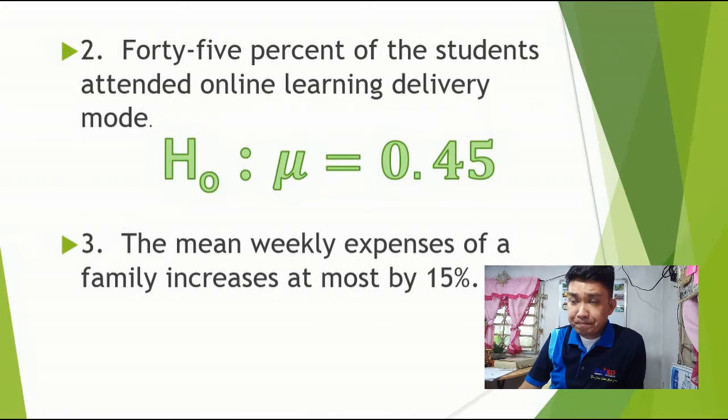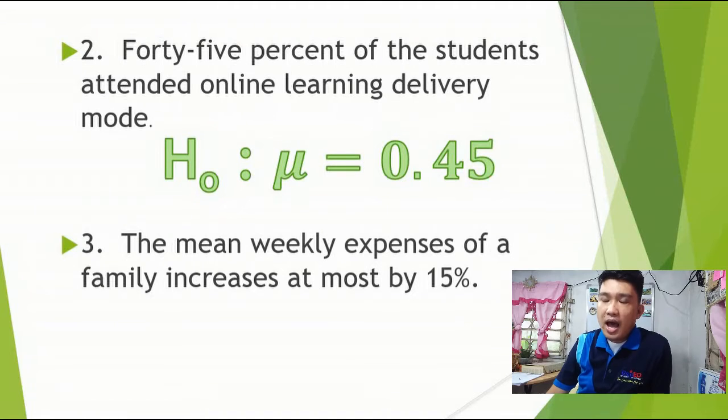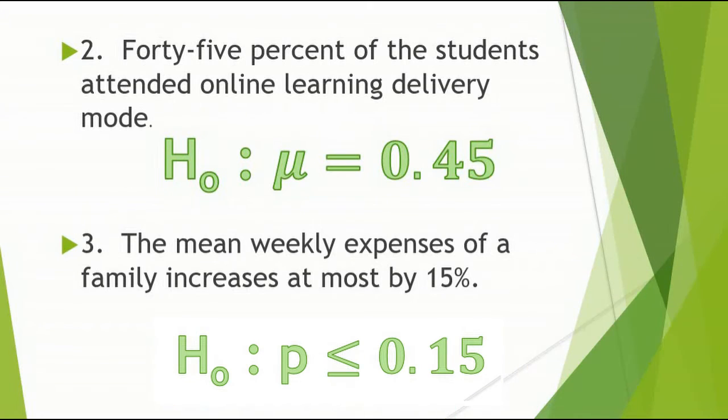Number 3. The mean weekly expenses of a family increases at most by 15%. At most is less than or equal to. So the hypothesis is H0, P is less than or equal to 0.15.